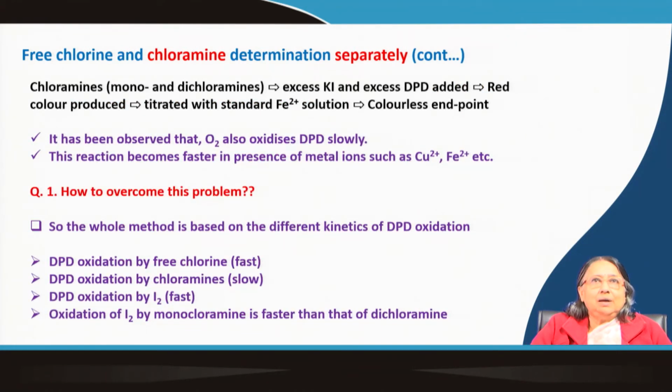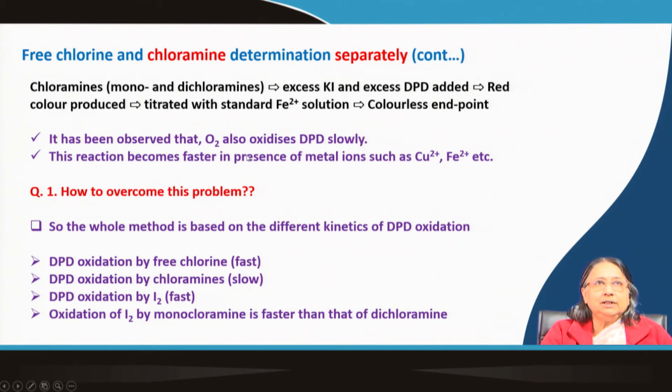Free chlorine and chloramine determination separately, the same thing, it is written in a nutshell. Chloramines, mono and dichloramine: excess KI and excess DPD added, red colored product titrated with standard Fe2+, colorless end point. It is the combined, okay. Excess you have added, so both are reacting.